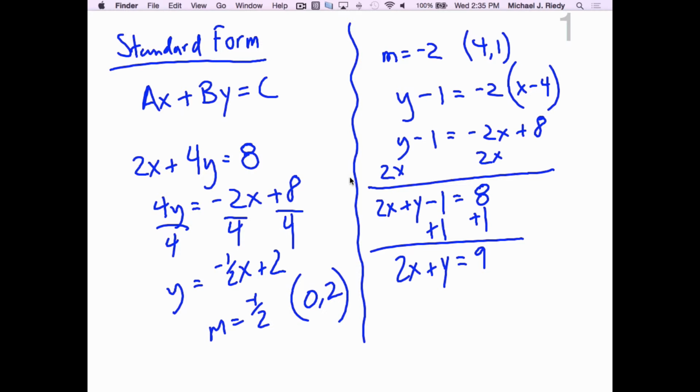Hey, let's look at this. In this problem, we started with 2x plus 4y equals -8, and we found out that the slope was -1/2. This one, we started with a slope of -2, and when we put it in this form, we have 2x plus 1y equals 9. Do you see any pattern there? Okay, good. Let's do another one then.